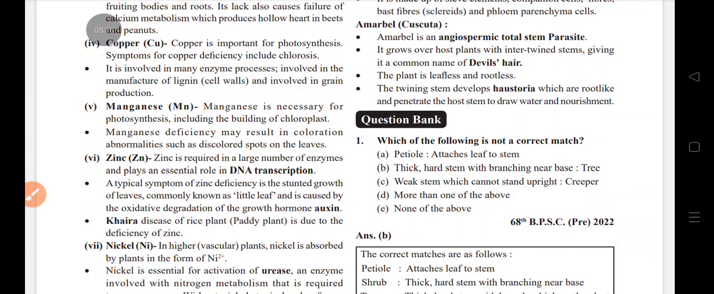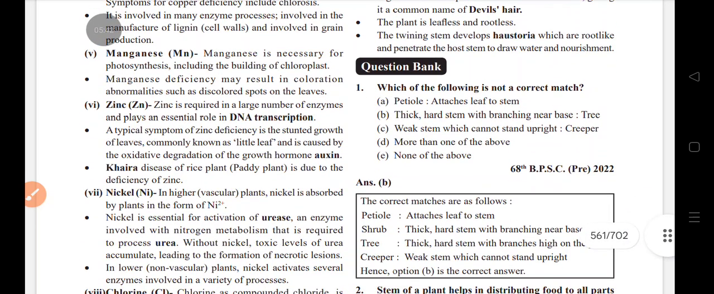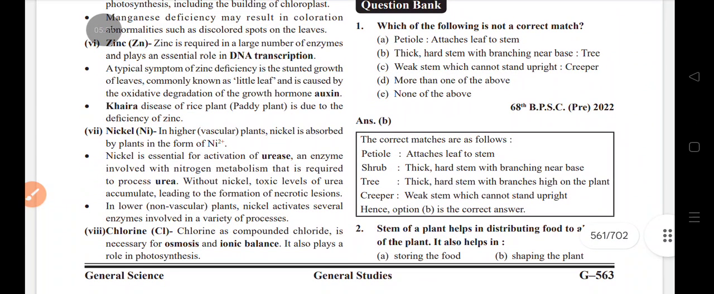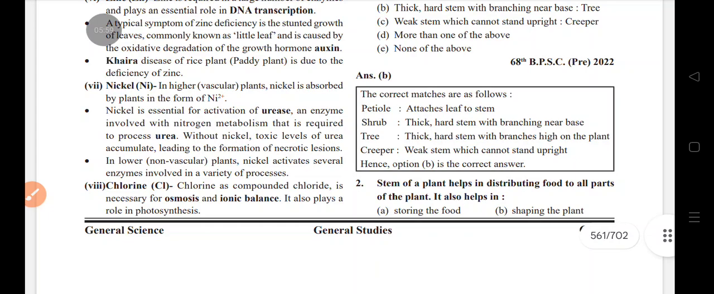Which of the following is not a correct match? Petioles: attach leaf to stem. Shrub: thick hard stem with branches near the base. Tree: thick hard stem with branches high on the plant. Creeper: weak stem which cannot stand upright. The stem of a plant helps in distributing food to all parts of the plant.